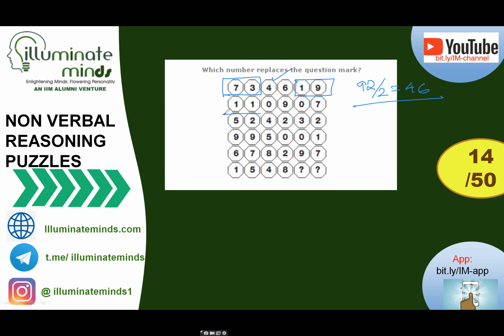Let's try again. 11 plus 7 is equal to 18. 18 by 2 is equal to 09. Similarly, 52 plus 32 is 84. 84 by 2 is equal to 42. So the correct answer is 42. Is this okay, guys?